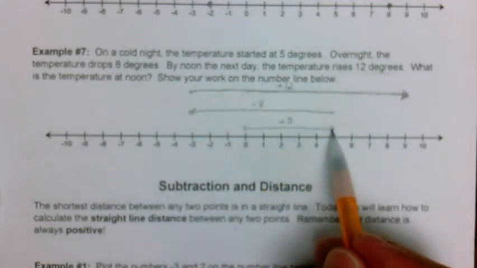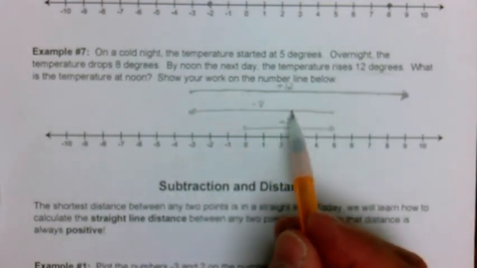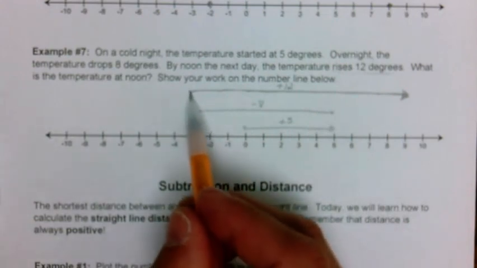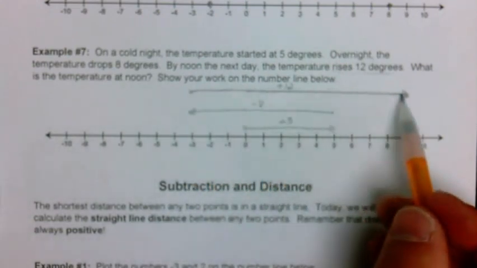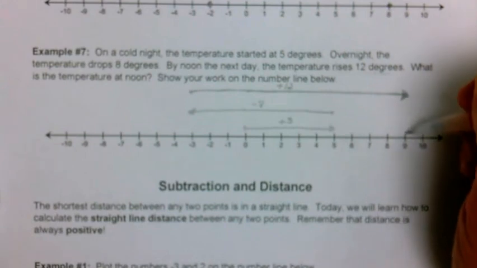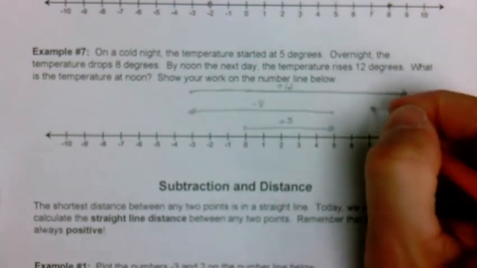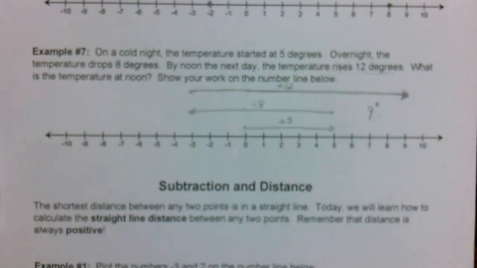5 degrees was the temperature to start. It dropped 8 degrees overnight. By noon the next day, it rises 12 degrees. So at noon the next day, the temperature here is 9 degrees.